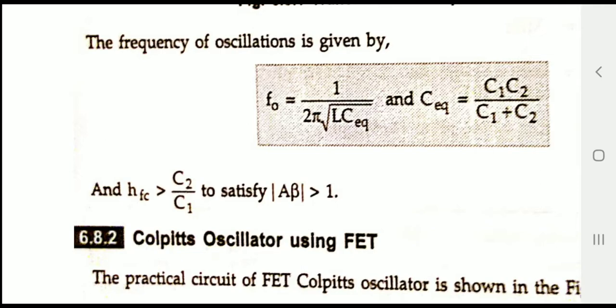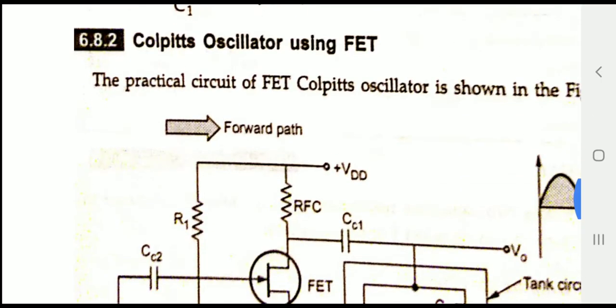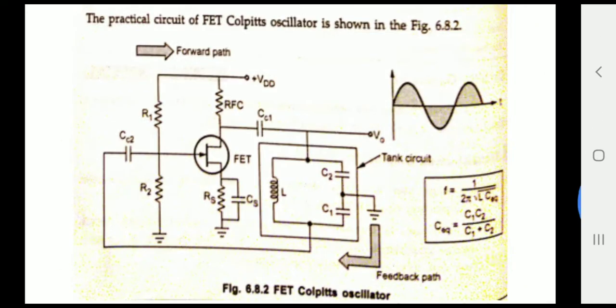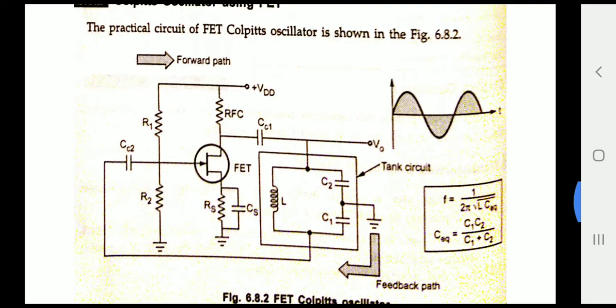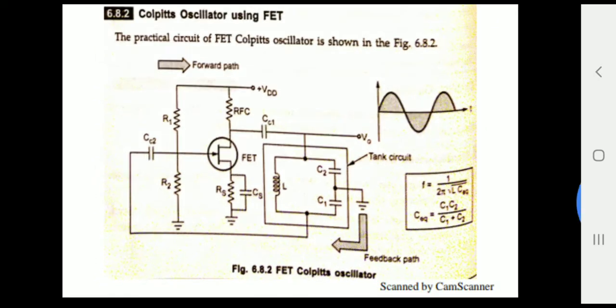to satisfy the criterion, that is the Barkhausen criterion: the magnitude of A beta should be equal to or greater than 1. A similar explanation applies using a FET; the only change is that the BJT is replaced by a FET. The remaining explanation is the same as explained earlier.